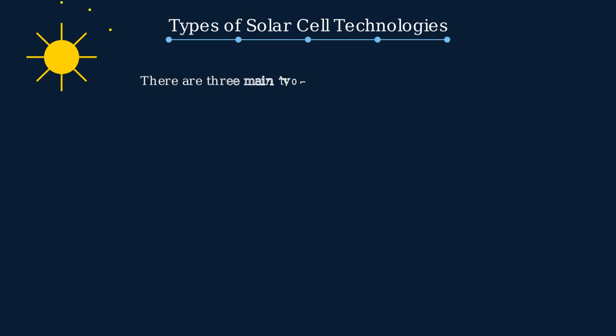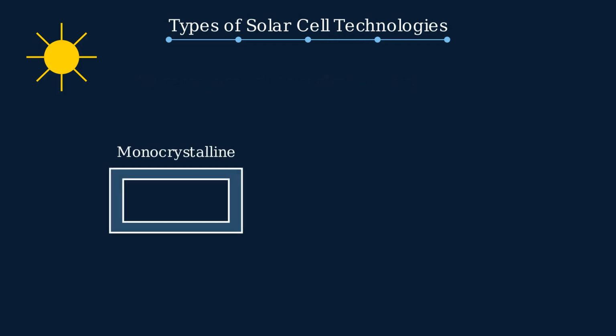Let's explore the main types of solar cell technologies currently available. There are three primary types of solar cell technologies used in photovoltaic systems today. Monocrystalline silicon cells are made from single silicon crystals, giving them a uniform, dark appearance. These cells offer the highest efficiency, converting 18 to 22% of sunlight into electricity.